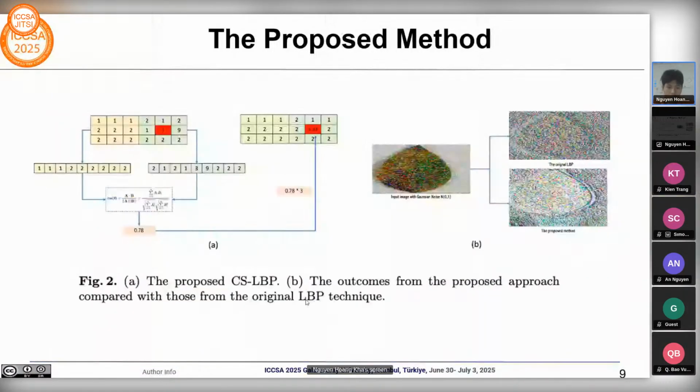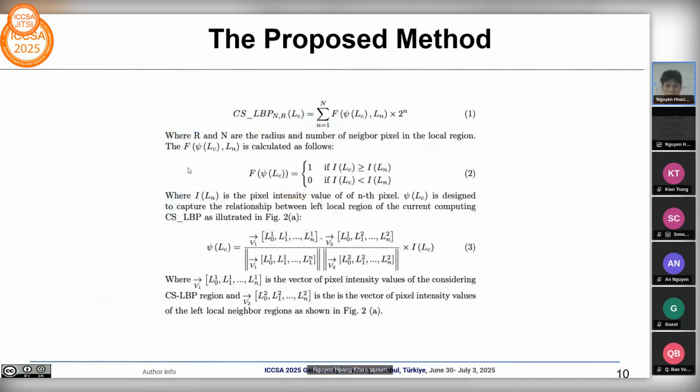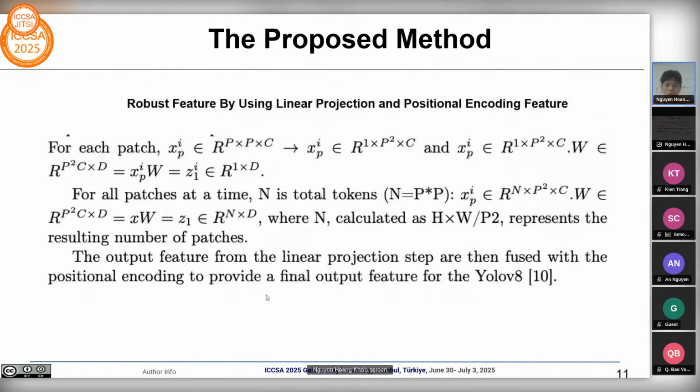So you can see in the picture our proposal. You can see the original has noise, and the original LBP is not clear compared to our proposed method. So that is why our CS-LBP is better. That is the main CS-LBP formula, and also the binary function and the structure vector. That is the formula of this. So that is the patch embedding processing.